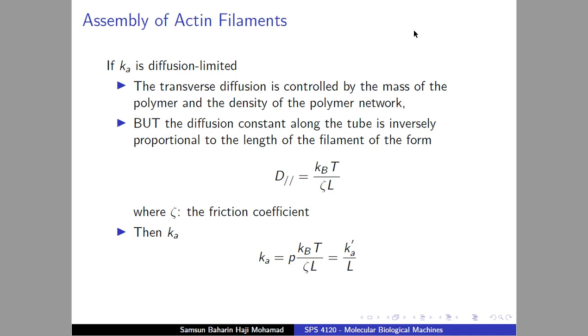Meaning that here Ka is diffusion limited association. The transverse diffusion is controlled by the mass of the polymer and the density of the polymer network, but the diffusion constant along the tube is inversely proportional to the length of the filament. So these are the diffusion constant depending on the length of the filament. Eta is the friction coefficient. To find the rate constant of annealing, Ka equals either this equation or this equation, Ka prime over L. This Ka prime over L is the rate constant or the diffusion constant.